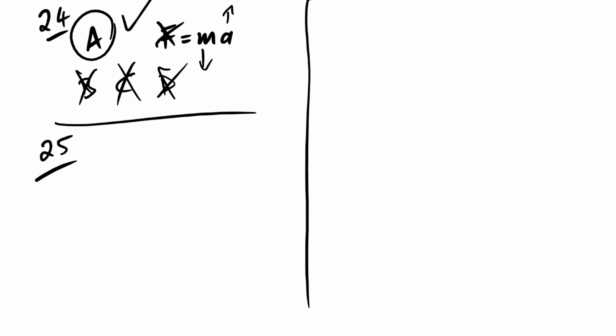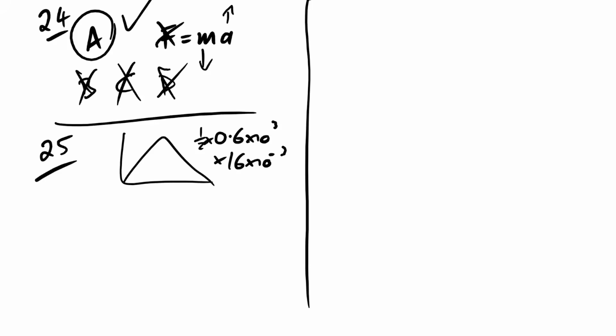25, we have a force-time graph, so naturally we are going to find the area underneath. And so we're going to say this area is about half times 0.6 kilonewtons, so 0.6 times 10 to the 3, times by the time. Because there are 2 triangles, isn't it? So 16 times 10 to the minus 3, the powers of 10 cancel, so therefore it's just going to be 0.3 times 16. So that gives us 4.8 newton seconds worth of momentum.